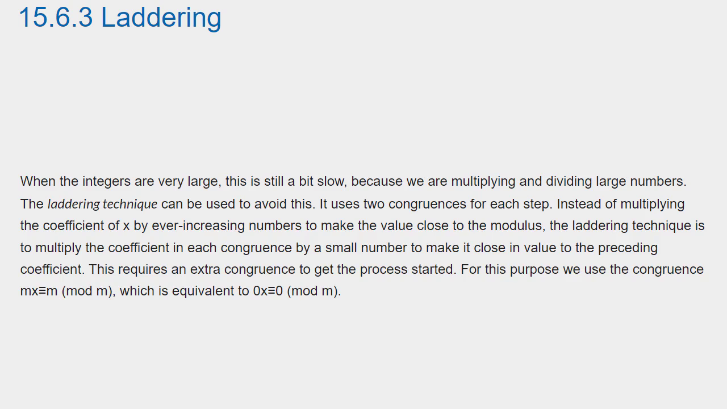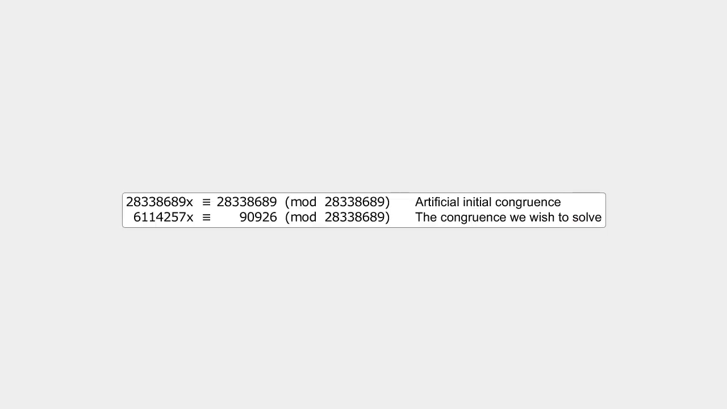For this purpose, we use the congruence mx is congruent to m, mod m, which is equivalent to 0x is congruent to 0, mod m. Let's look at an example using larger numbers.